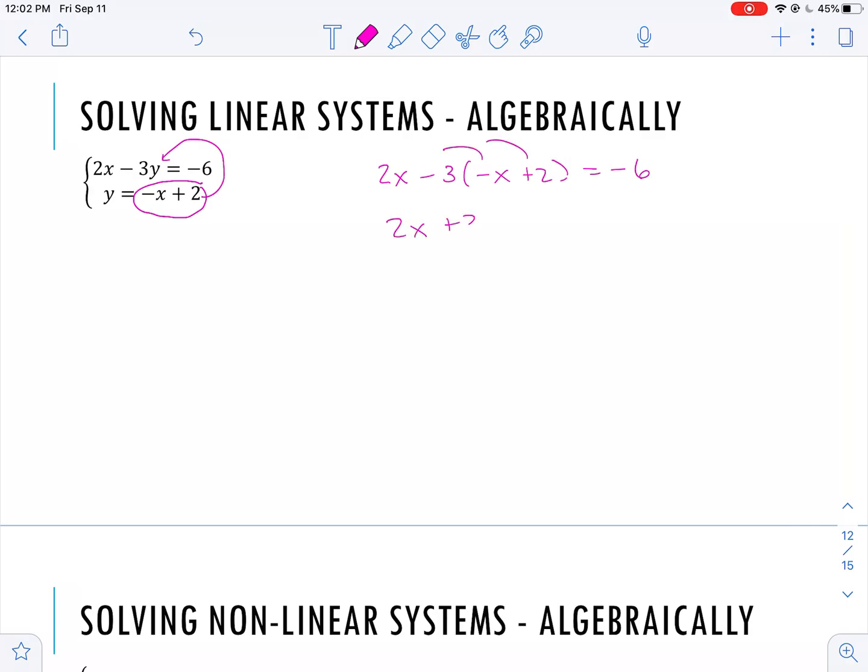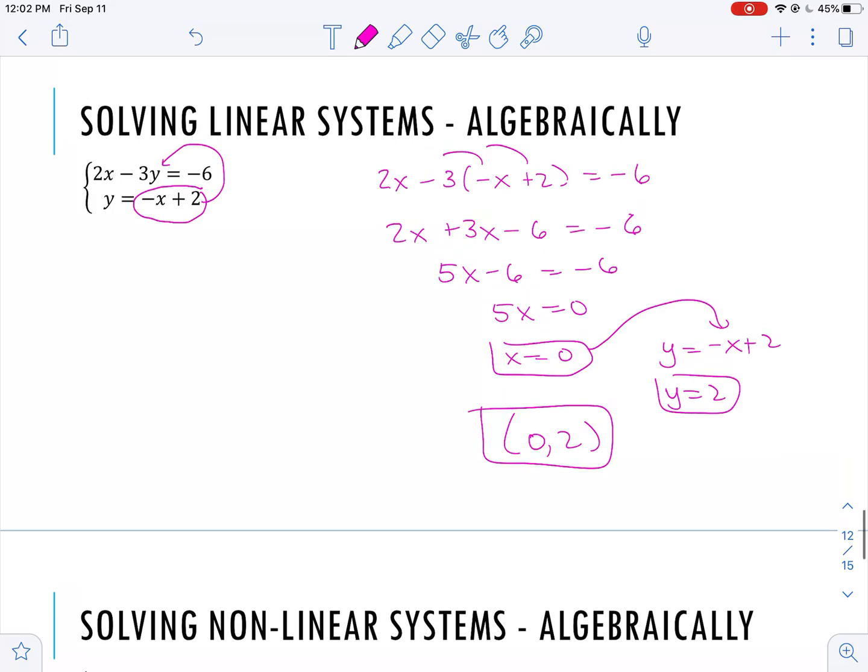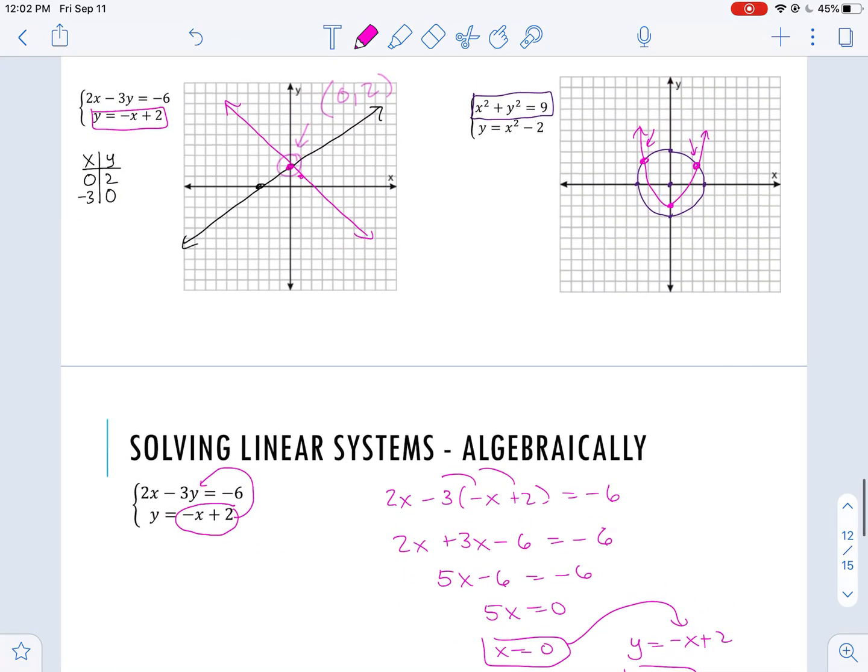6. And then distribute: 2x plus 3x minus 6 equals negative 6. So 5x minus 6 equals negative 6. So 5x is equal to 0, so x would be 0. And then we know y equals negative x plus 2, so plug in the value we just found, so y would be 2. So where they intersect is the point (0, 2). And that's exactly what we got up here.